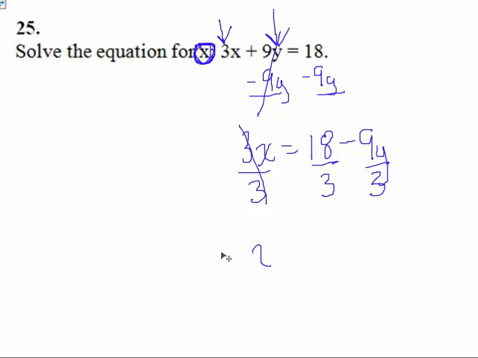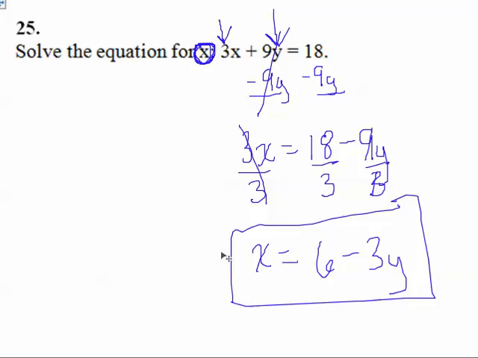So here I get x by itself. 18 divided by 3 is 6. 9 divided by 3 is 3. So there I have solved for y. I've got a y by itself. I have solved for y.